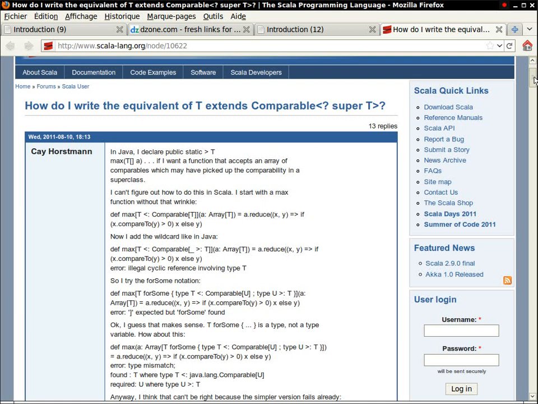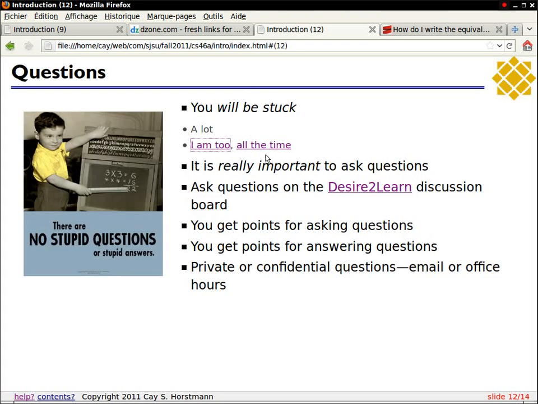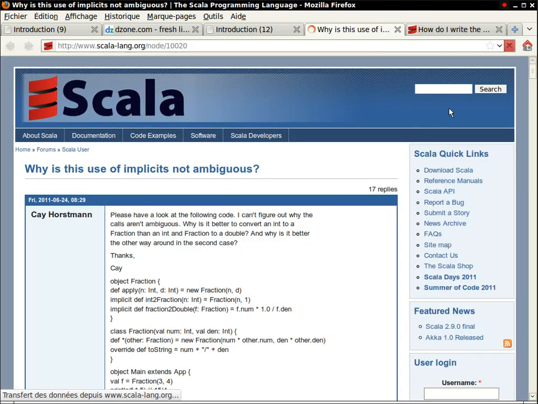I mean, there's so many. Here's another one. Or just as stupid. Please have a look at the following code. I can't figure out why these calls aren't obedient. And it turned out actually that was a better question than I had thought at first, because several other people got the answer wrong. And their wrong answers are now forever memorialized, and anyone can find them.